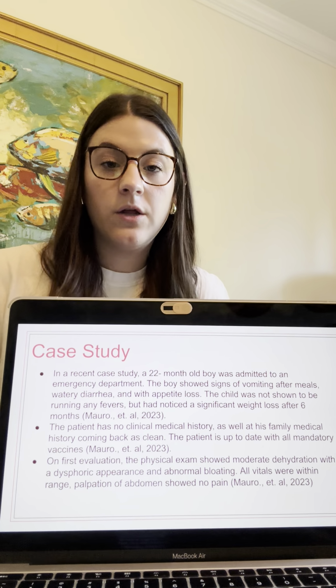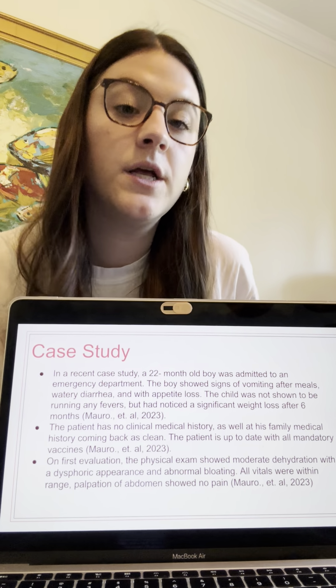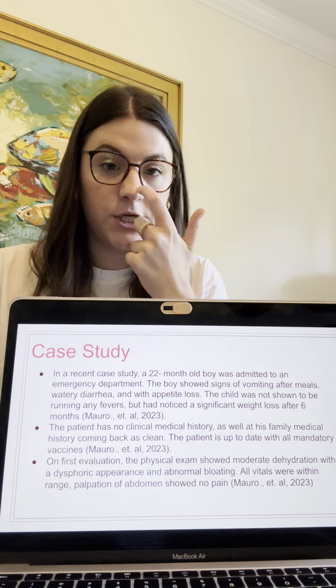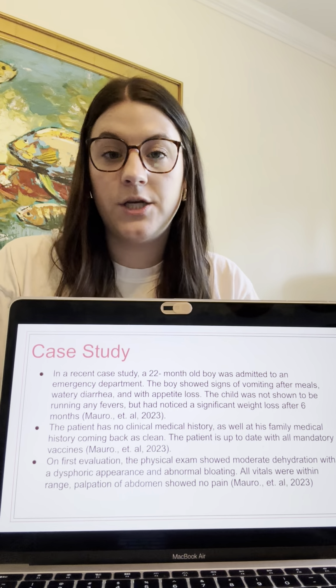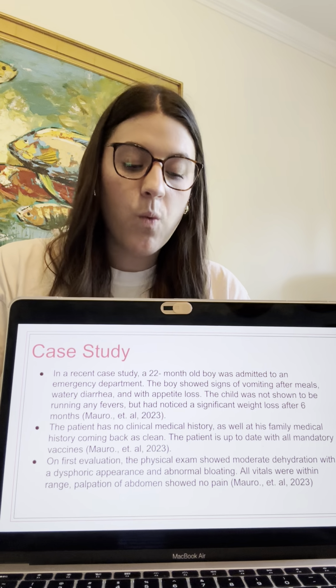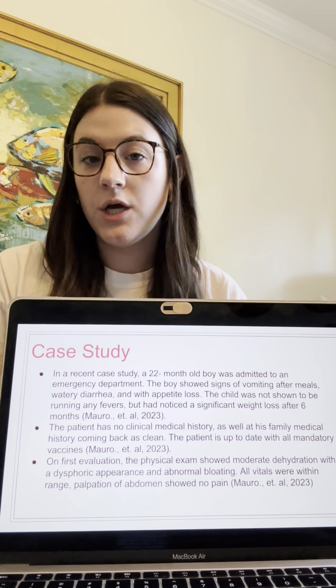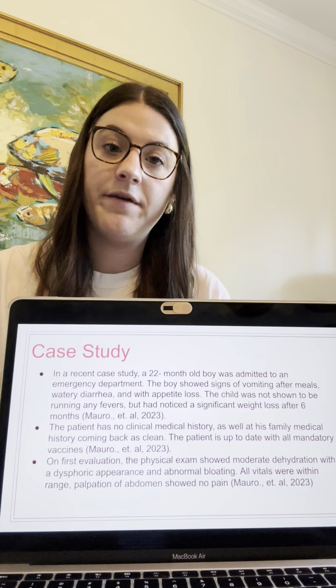Once doing the clinical medical history, it was shown that the child had no clinical medical history, and the family medical history was normal as well. The patient was also up to date on all of his mandatory vaccines.